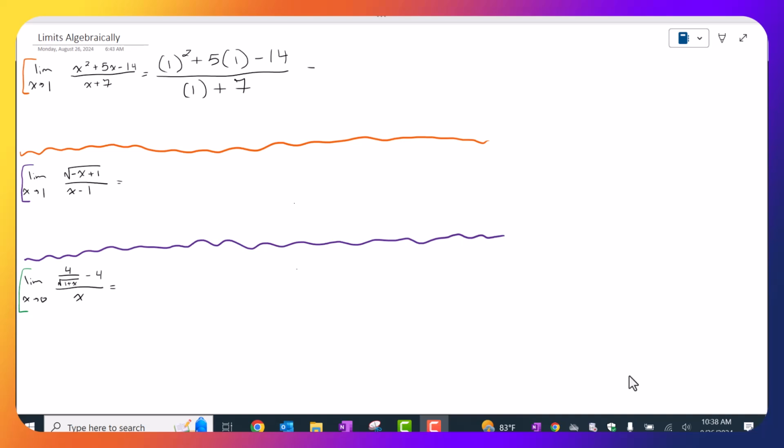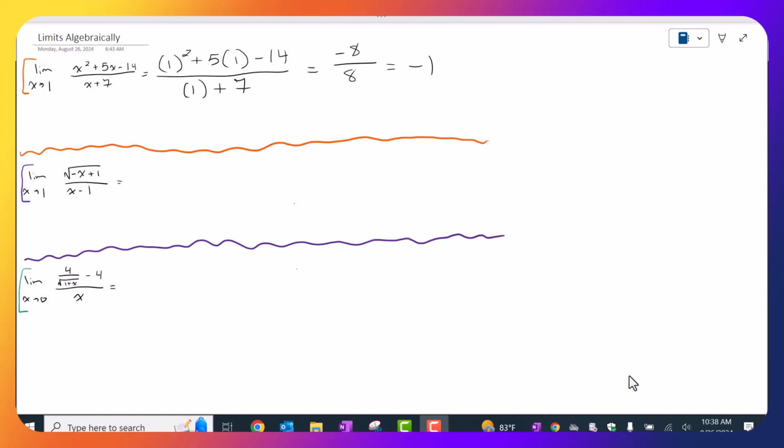And when we simplify this, on the numerator, we get 1 squared, 1 plus 5, 6, minus 14, negative 8, over 1 plus 7, which is 8, which is negative 1. Okay. And boom, we're done. We found our limit for that function.